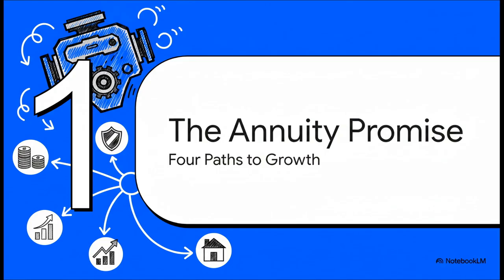The first thing you've got to know is that annuity isn't just one thing. It's really a whole family of products, and each one is designed for a slightly different goal. So let's take a look at the four main paths to growth that they offer.